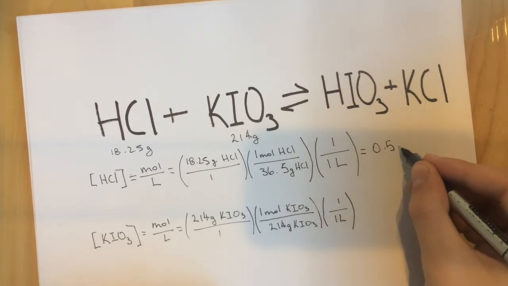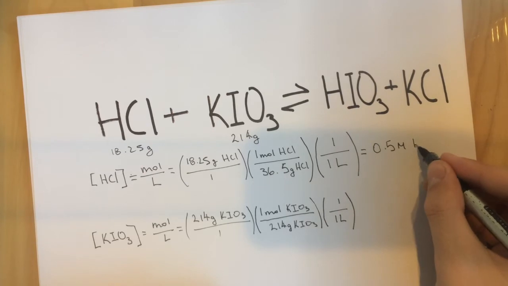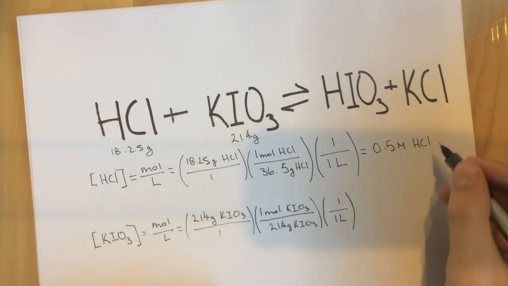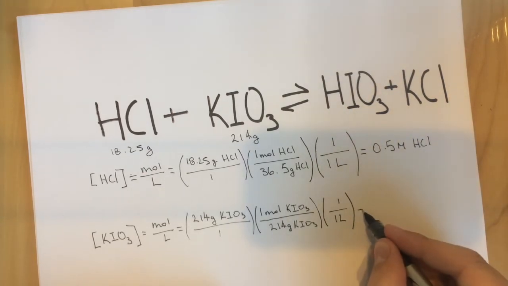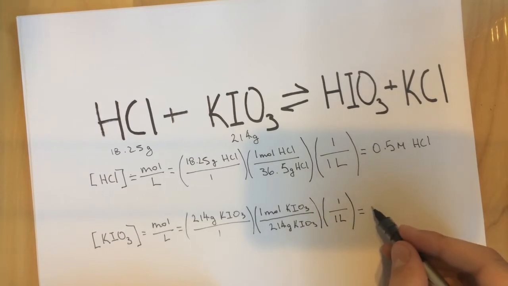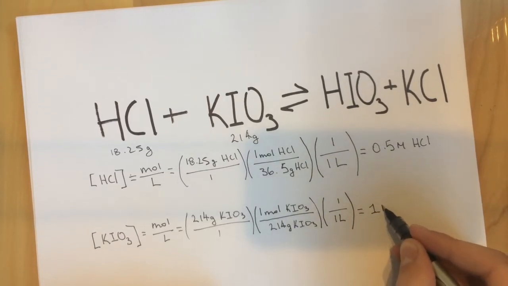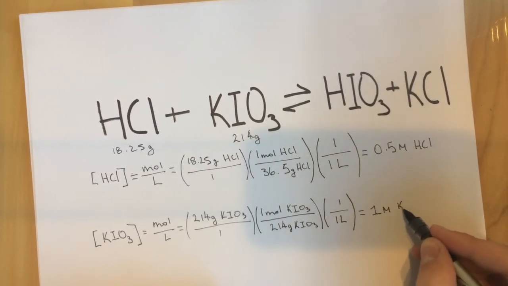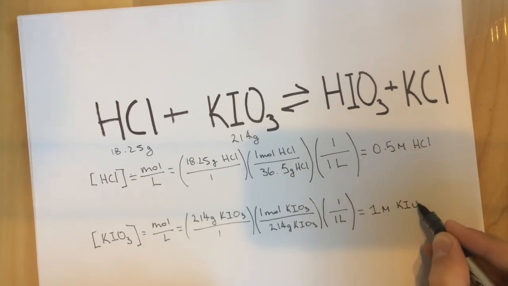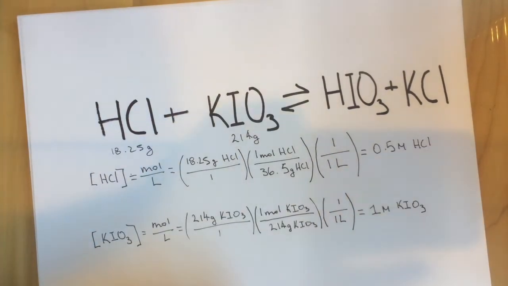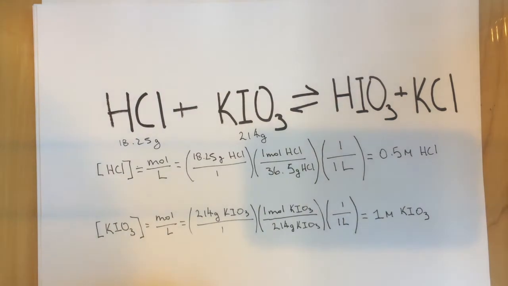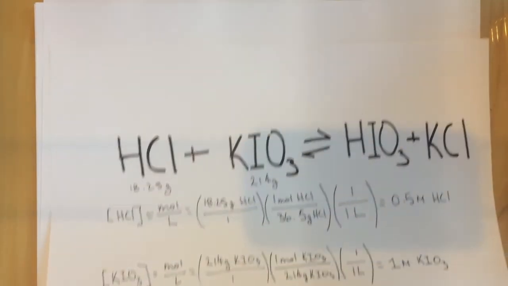And now we can plug this into our calculators, and 18.25 divided by 36.5 is 0.5. So that gives us a concentration of 0.5. And this gives us a concentration of 1. So we have 1 molar KIO3 and 0.5 molar HCl.